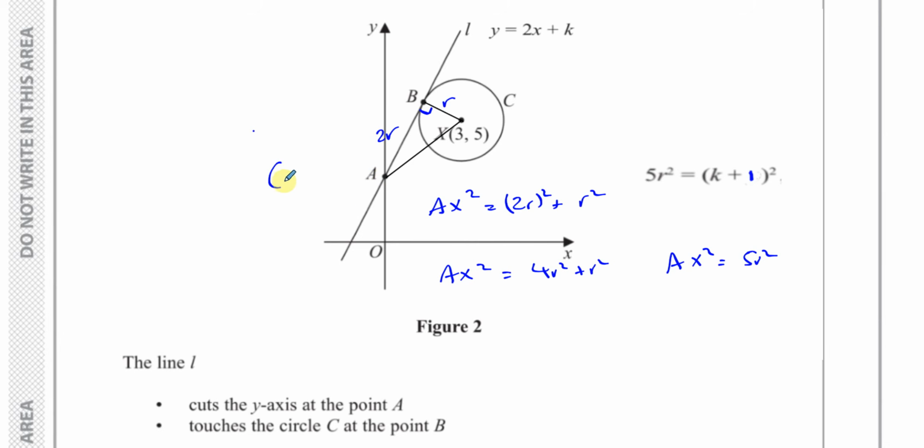So A has the coordinates 0 and k. It cuts the y-axis at point A. So that means A has the coordinates (0, k). So I can now have an expression for AX.